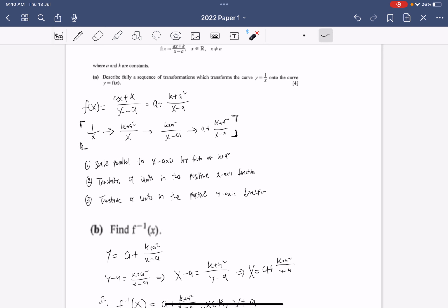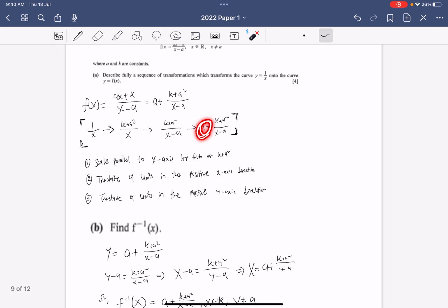So we first need to scale parallel to the x-axis by a factor of x plus a squared. This means you change x to x over k plus a squared. And because it's reciprocal, it becomes this. Then you translate it, because it's minus, so it's like all your values, you just shift right to become bigger by a units. And then now we got this plus a plus something.